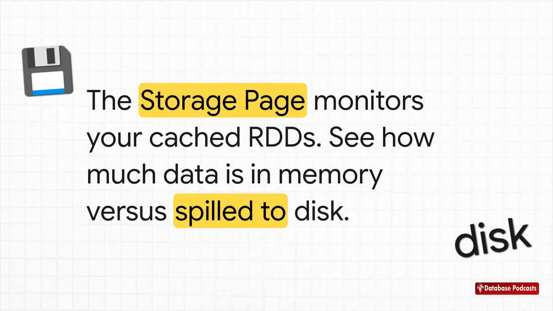If you see a lot of data has spilled to disk, that's a huge red flag. It means you tried to cache more data than you had memory for, and Spark had to write the overflow to the much slower disk. Time to rethink your cache strategy or give your executors more memory.